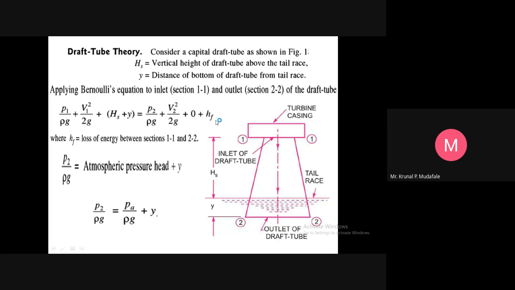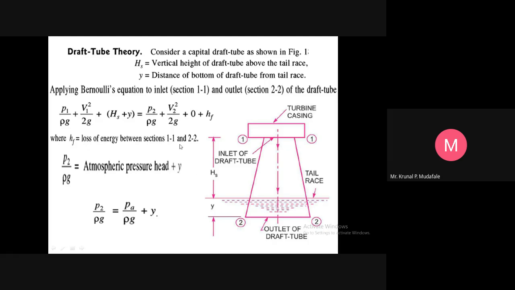Similarly, at the outlet section, the pressure head P2 by rho g plus the velocity head V2 square by 2g plus bottom head. The bottom head available at the outlet is zero, but there may be some losses of energy between section 1 and section 2. That loss we can consider as HF, where HF is the loss of energy between sections 1 and 2. So here obviously the bottom head is 0, and only the loss of energy is considered.